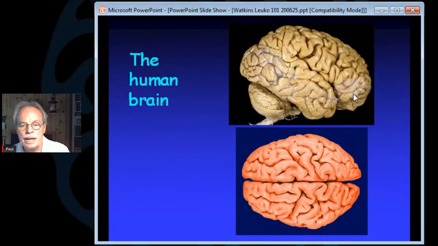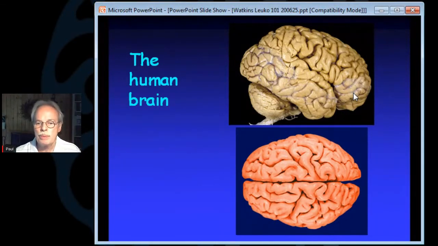If you take a look at a brain, sorry about that, these would be autopsy specimens of the whole brain. On the top, this is a side view of the brain. You have the cortex, which has the 4 lobes: the frontal lobe, the parietal lobe, the occipital lobe in the back, and the temporal lobe coming down here at an angle. Then the cerebellum here, and this is the brainstem, and you can see a little bit of the spinal cord coming down.